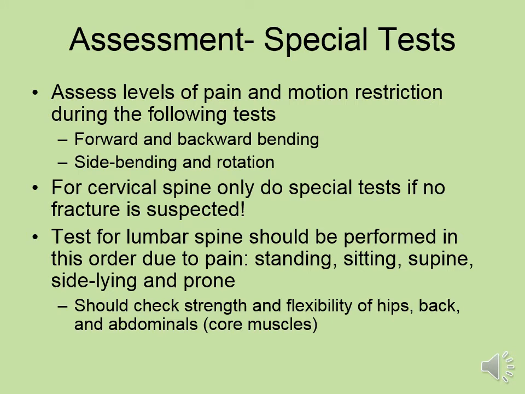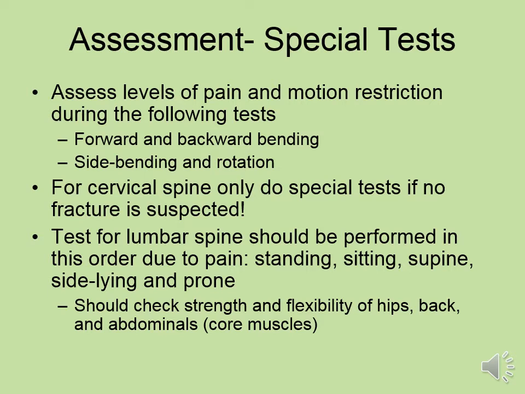As far as special tests for the spine, we want to use levels of pain and motion restriction to dictate what kind of tests we're going to do. So usually we start off with the person's motions that hurt them. We'll have them do forward bending and backward bending, so we'll ask them to reach down and touch their toes, and then lean back and look up at the sky as far as they can without pain. When we do that, I like to have my hands near them so that they don't fall over.